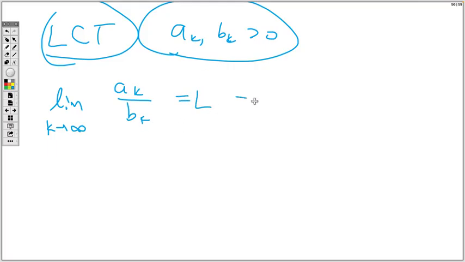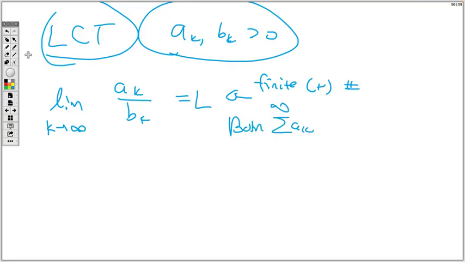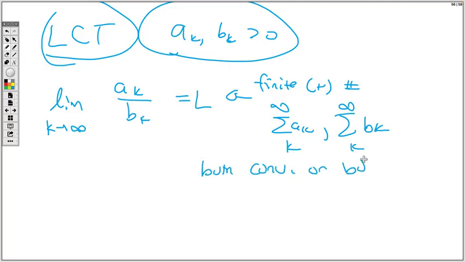If this works out to be L, a finite positive number, then both series, the series of a sub k and b sub k, either both converge or both diverge. Essentially what we're saying is that the terms a sub k and b sub k go to 0 at roughly the same rate. So whatever the one does, the other one has to do.